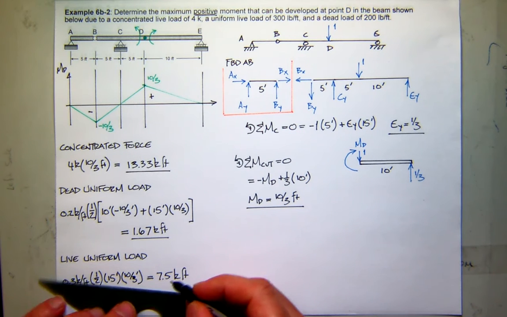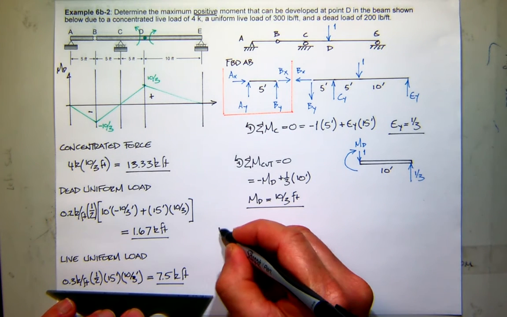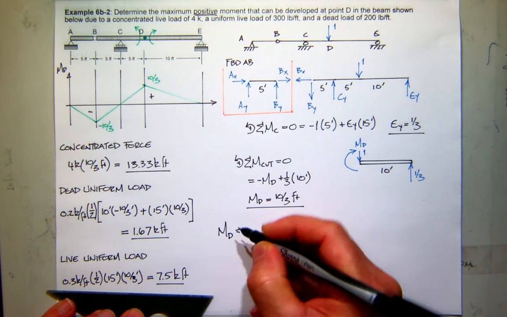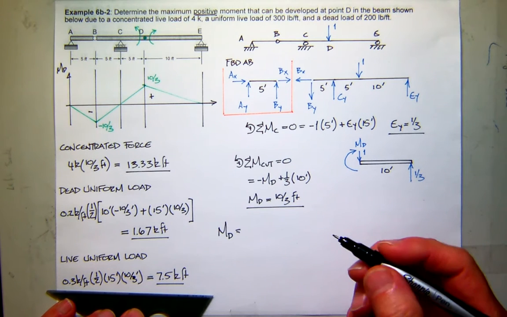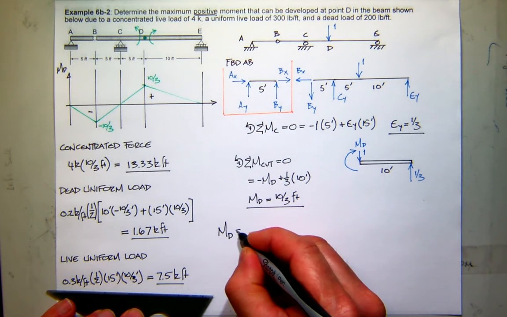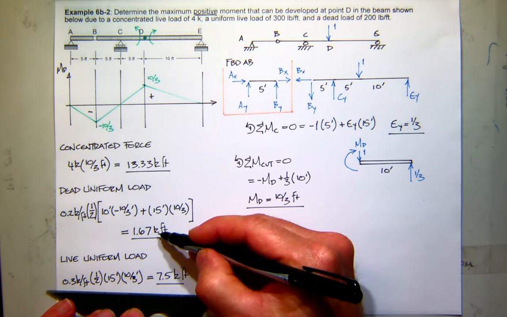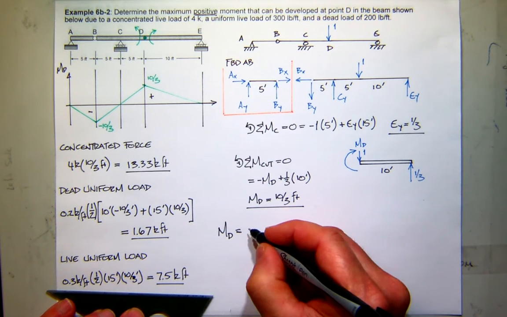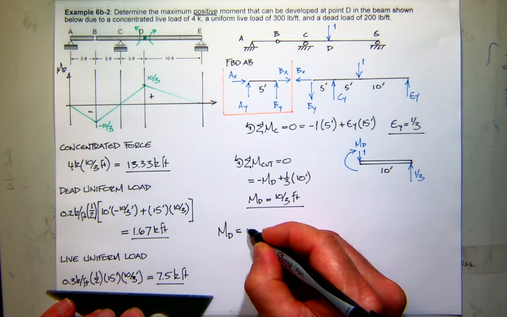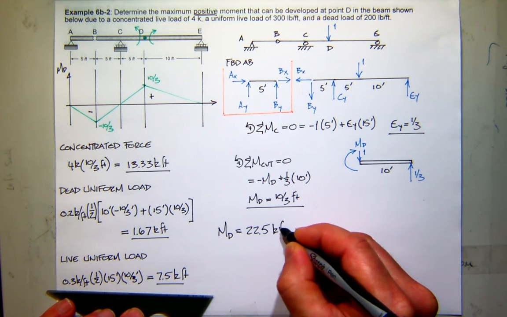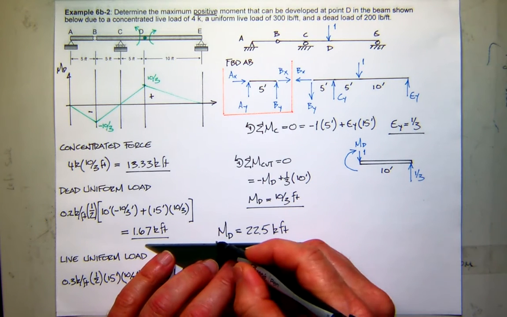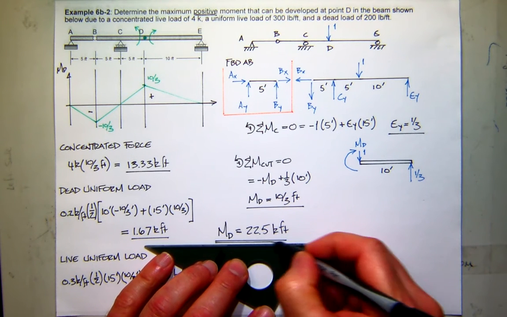So now the total moment at D will be the sum of these. So it looks like 22.5. Does that look right? This plus this is 15, right? And 15 plus that, it looks like 22.5. So 22.5 kip feet is the maximum moment at D produced by this set of loads.